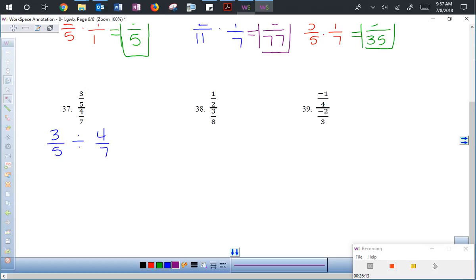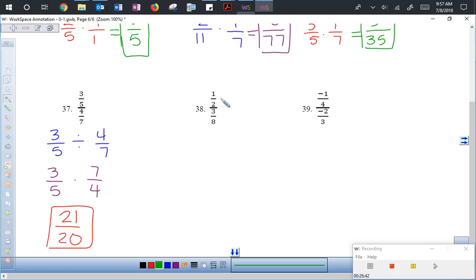Now that it's easier to read, we can rewrite it as multiplying by the reciprocal. So 3/5 stays the same. Divided by turns into a multiply. And 4 over 7 can turn into 7 over 4. Now, please pause the video, multiply those together, and reduce your fraction if it can be. All right, hopefully you got 21 over 20, which cannot be reduced, and is our final answer.